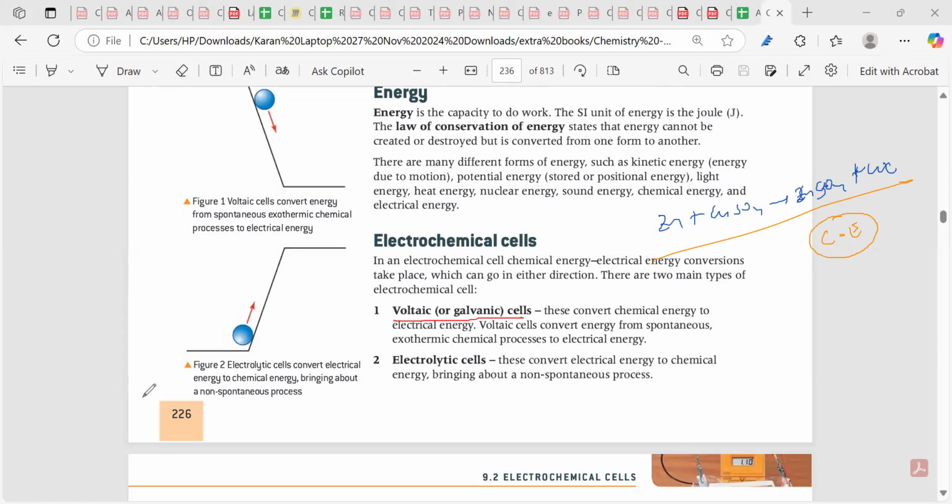Is it clear to you, Hari? Arnav, is it clear? Yeah. Any spontaneous chemical reaction gives out energy.